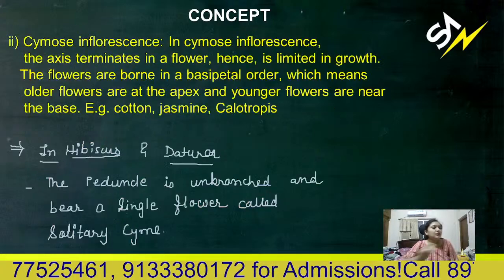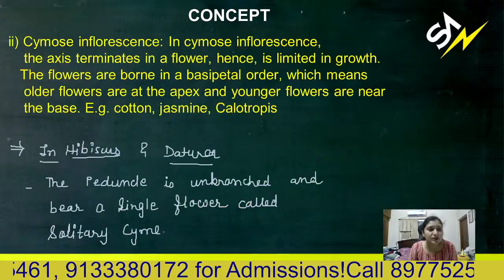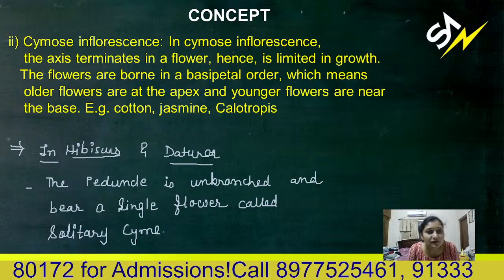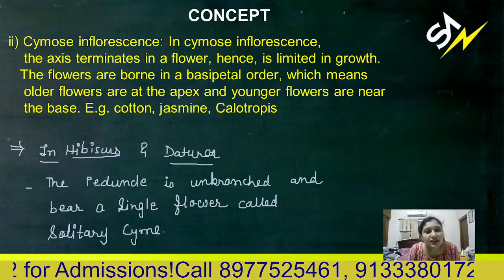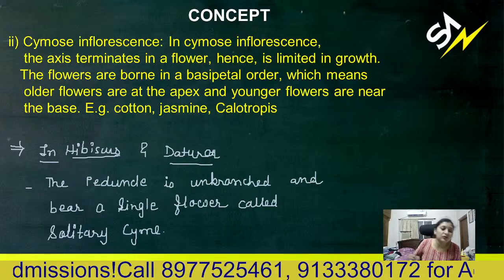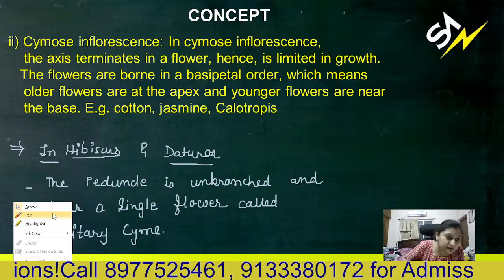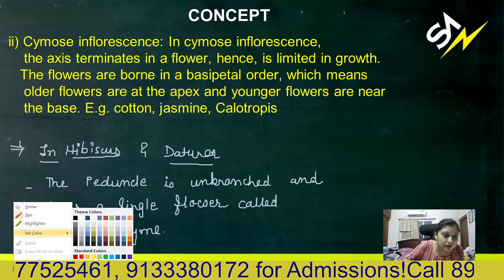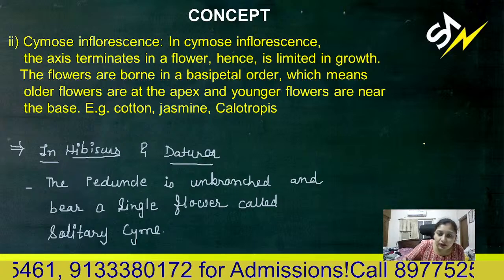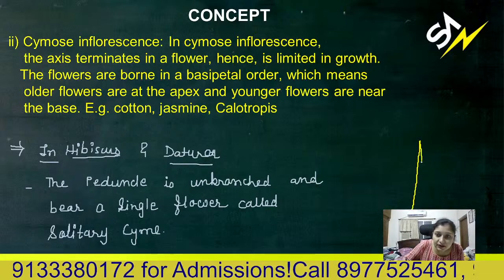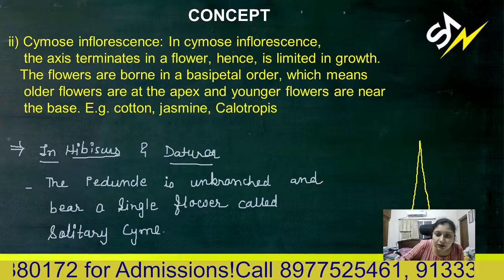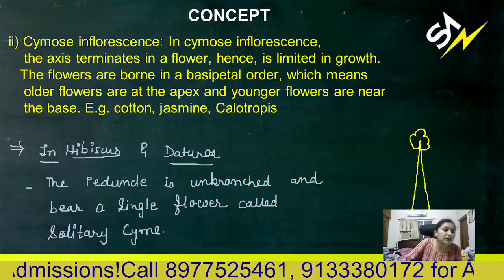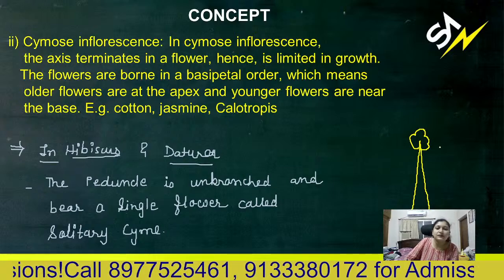Now next, it is about cymose inflorescence. In cymose inflorescence, the axis terminates in a flower and hence it has limited growth. What happens in cymose? See, this is the main axis. It is terminating as a flower, so that means the tip will not grow further.